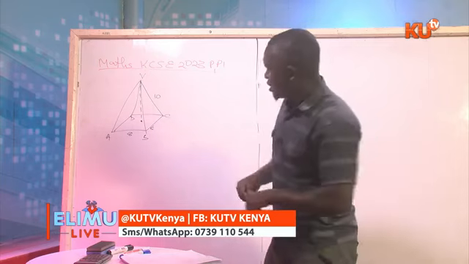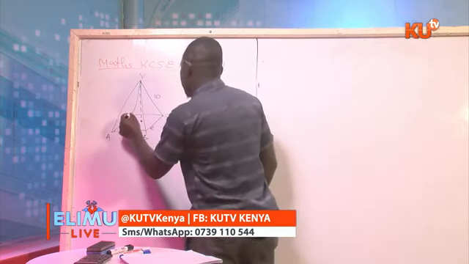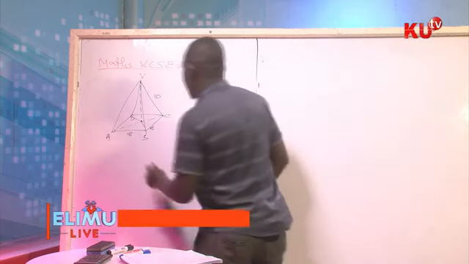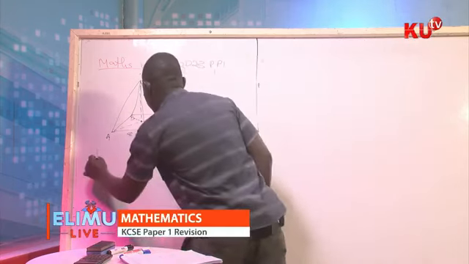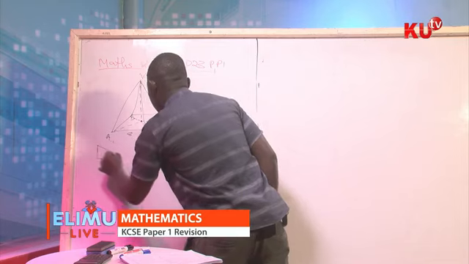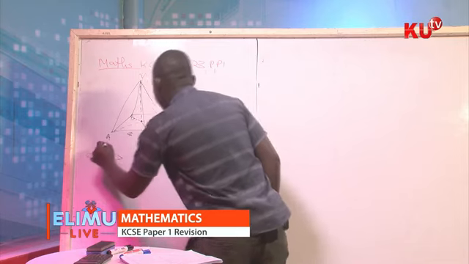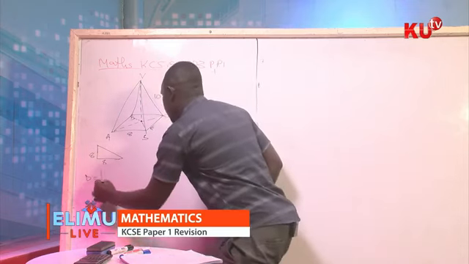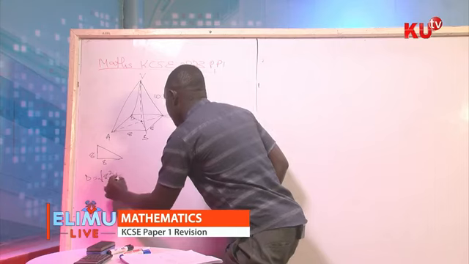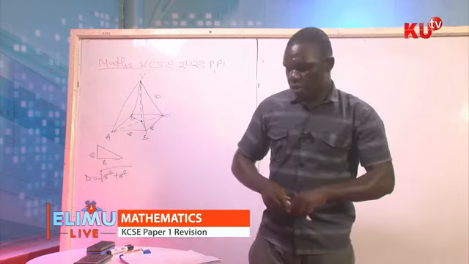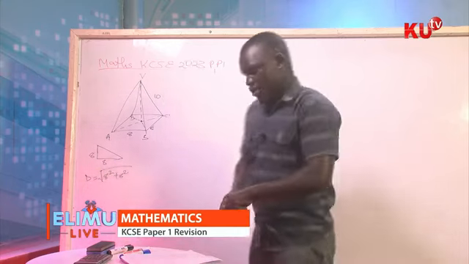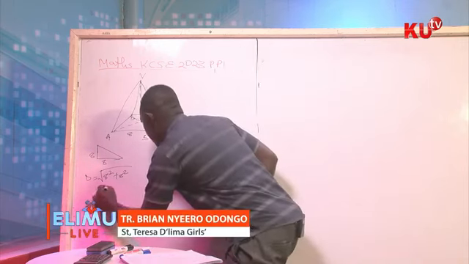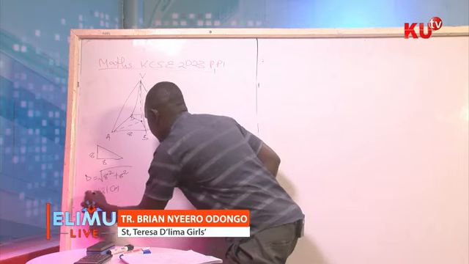Now, in order to get that, let's look. Remember that the base here is square. So first of all, we have 8, 8. Let's get the diagonal. To get that diagonal, it is the square root of 8 squared plus 8 squared. When you work it out, you'll be getting that diagonal as 11.31 centimeters.